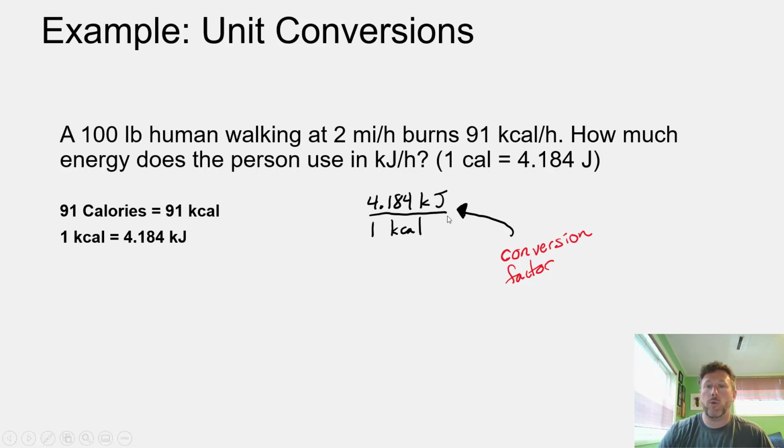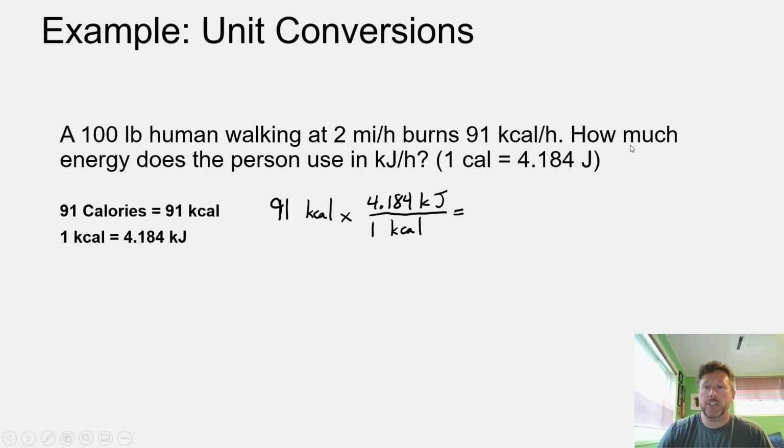And notice there's no right way up or down for this conversion factor. Which set of units I put in the numerator and which set of units I put in the denominator depends very much on the problem I'm trying to solve. But this is how I'm going to use that conversion factor. So my original measurement said that in 1 hour, my walking human burns 91 kcals.